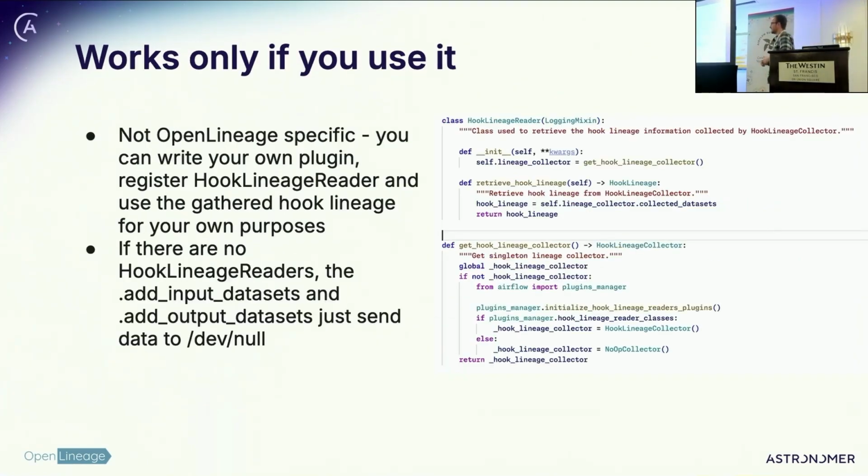Well, maybe you can say, I don't care about this. I have some Python operators, I have other stuff, it only works if you use it, this is unnecessary overhead for me. But it's not actually OpenLineage specific. You can write your own plugin, register it via the plugin mechanism, and use the gathered lineage for your own purposes. OpenLineage is maybe not a reference implementation, but the one that we provide in the OpenLineage provider. And if there are no readers, then basically this data gets discarded.